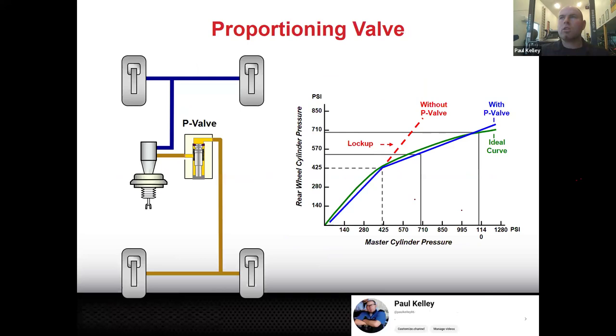Here's that proportioning valve, like I was saying. They start splitting at, let's say, 425 in this case. Now, the proportioning valve limits the rear curve, and the proportioning valve does not limit the front curve. If we had no proportioning valve, it would keep going up linear. But because we put the proportioning valve in, it's going to break it off and start to kind of reduce it.